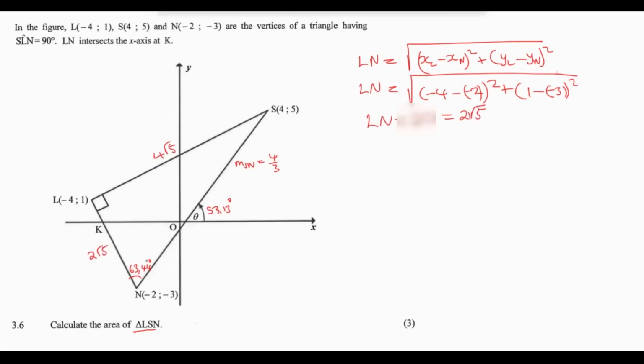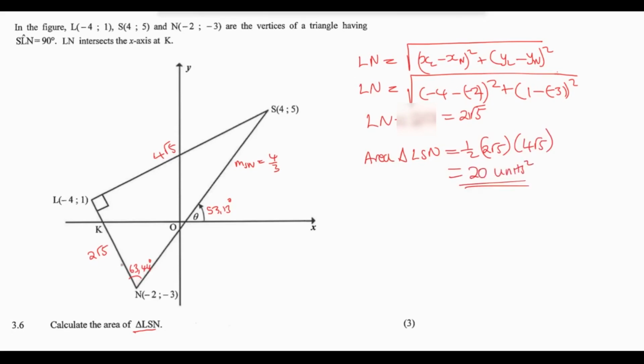And then the area of a triangle, a simple formula that you can use is half times base times height. So area of triangle LSN is equal to half times base, which is 2 root 5, and then times 4 root 5, right? And then you get your 20 units squared.